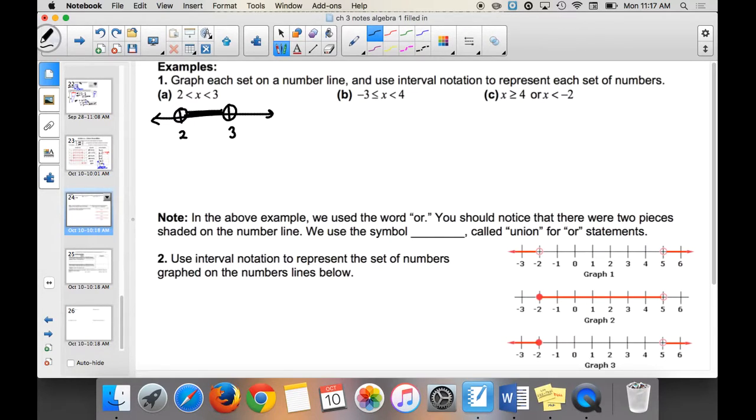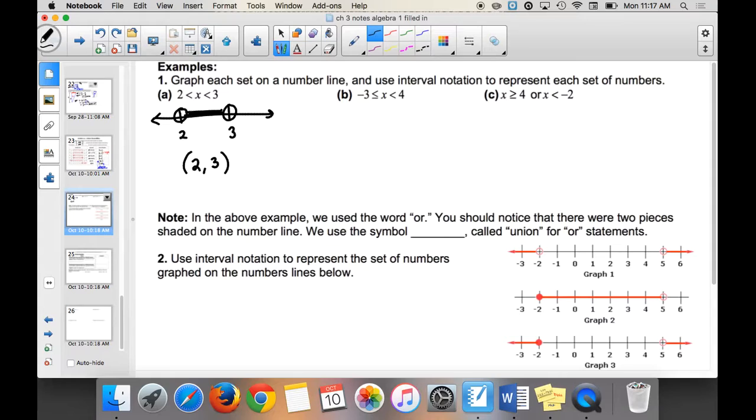Okay, so think about how we would write this. Sarkis, what do we have? Okay. I'm reading it. Take that off your face, please. Graph each set on a number line. Okay. So it's going to be like that, right? 2 to 3 with parentheses on it.